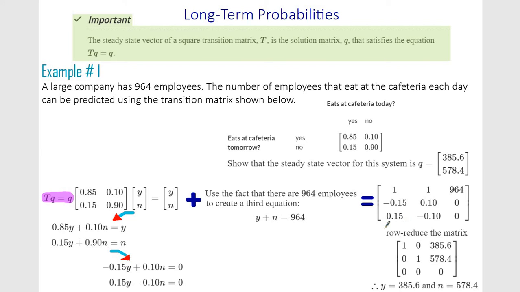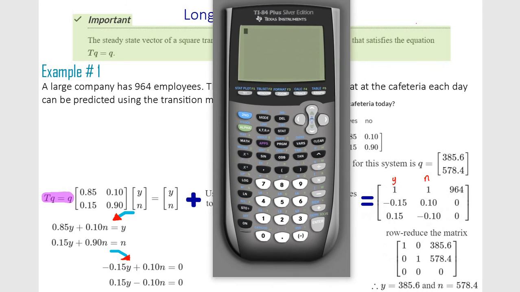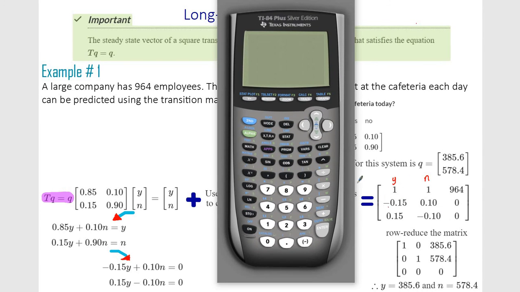Okay, so notice what I did. The Y's went here, then my N's went here. So 1, 1, 964, negative 0.15, 0.10, negative 0.15, 0.10, third one. Okay, so plug that into your calculator. Hopefully you have put your matrix in. Put that in a 3 by 3 matrix.